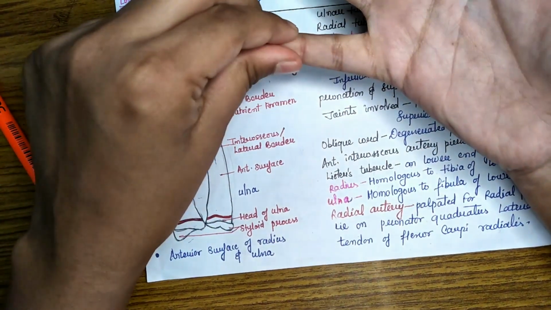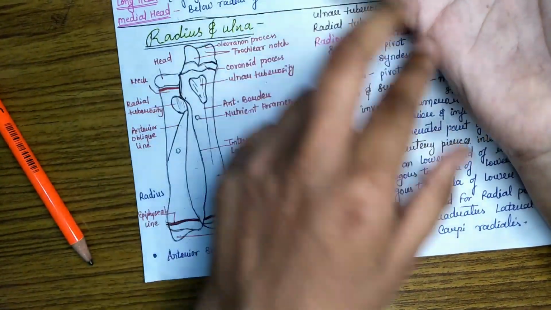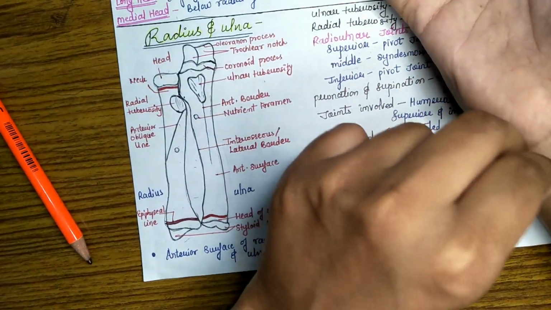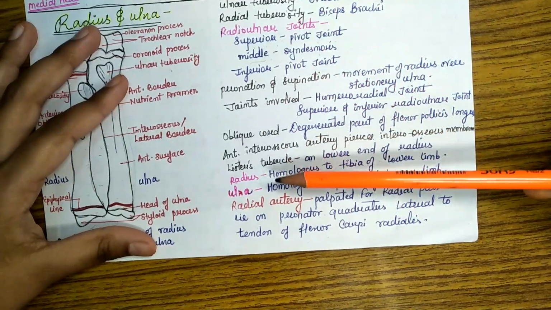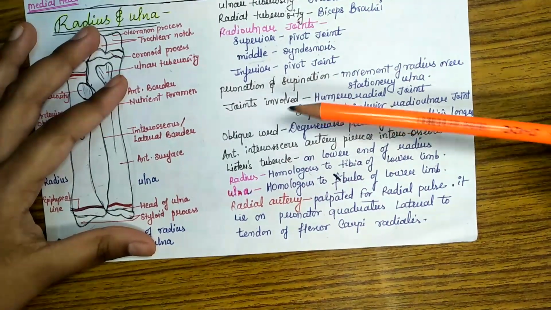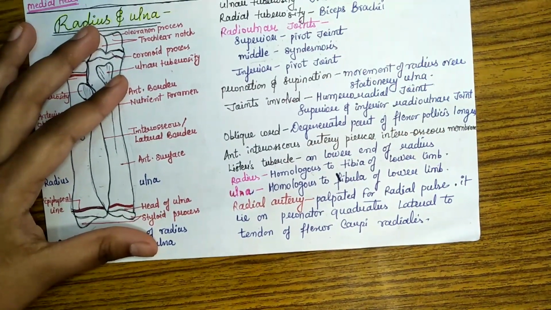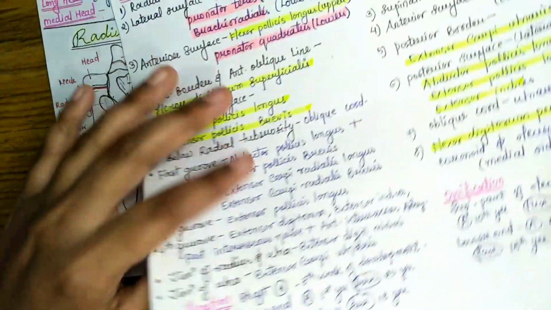While your ulna is present along the side of the little finger. So ulna is your medial bone. So here are some short points which I made for you. So first we will talk about radius and ulnar bone.